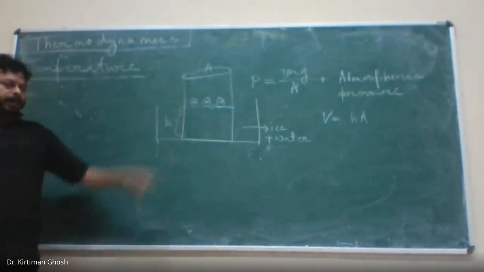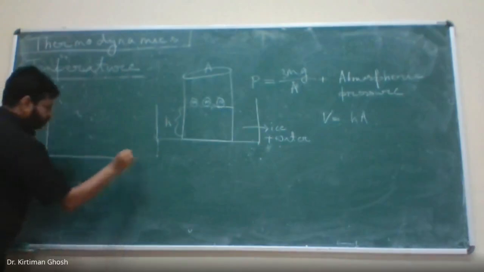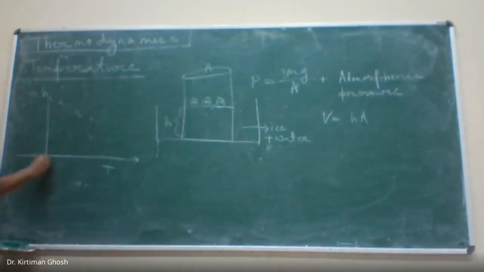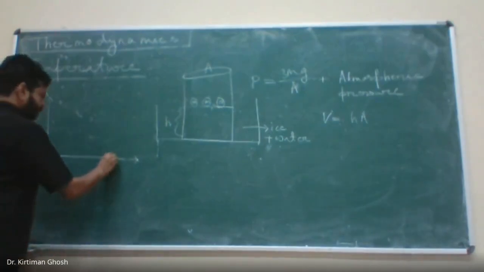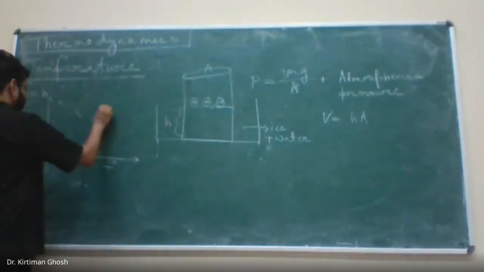I will have a reading for this H, so I can plot. Let us assume that this is my temperature axis and this is my height axis, H. This is my zero temperature, which corresponds to ice as I defined, and I have a reading here. And now if I put this into boiling water, which according to my scale is 100, I will get another height, for example, here.